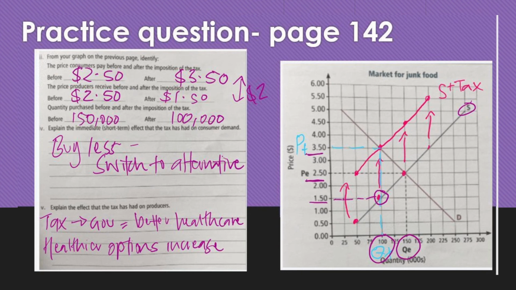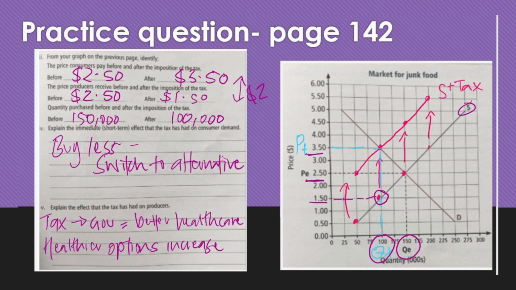So from the graph, we can look at the new prices before and after, the new quantities before and after, and there's an additional few questions here. So the price the consumers pay before the tax, we can see at the original equilibrium point, PE, $2.50. After the tax, where the new supply curve is at PT, that is what the consumers are paying. So it is now $3.50.